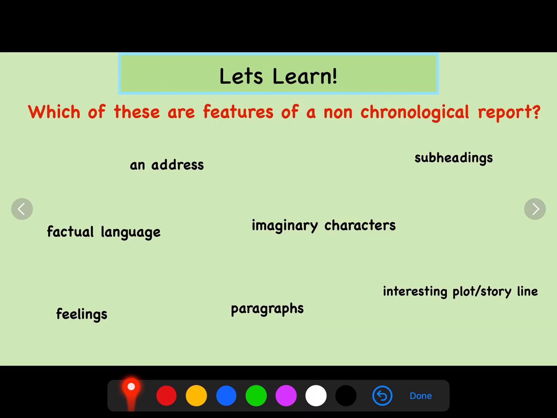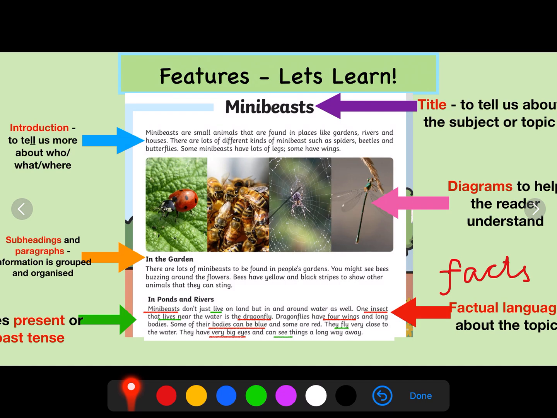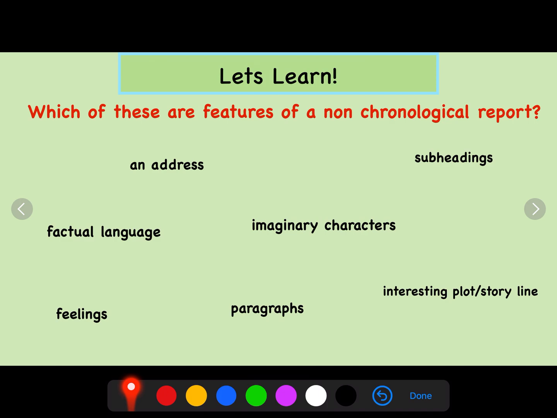Super. Now let's have a little look at some of these features below. I want you to pause the video and I want you to think which of these are features of a non-chronological report. An address, subheadings, imaginary characters, factual language, feelings, paragraphs, an interesting plot or storyline. You can write down which of these features we would find in a non-chronological report.